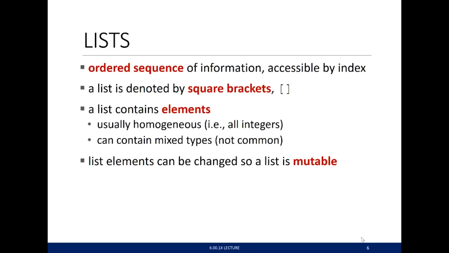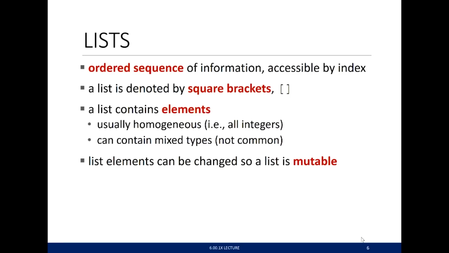They're denoted a little differently. They're denoted with square brackets to tell us that this is a list, not a tuple. They can also contain elements. Usually they're homogeneous: all integers, all strings, all tuples of integers or strings. But we can, in fact, have mixed types in them.